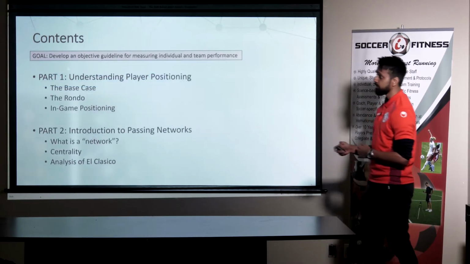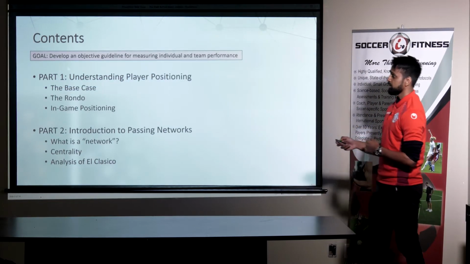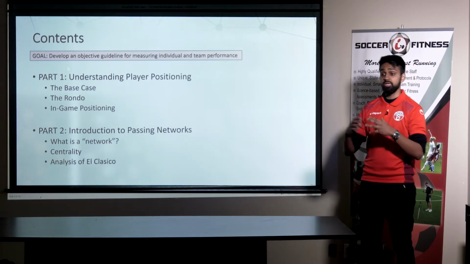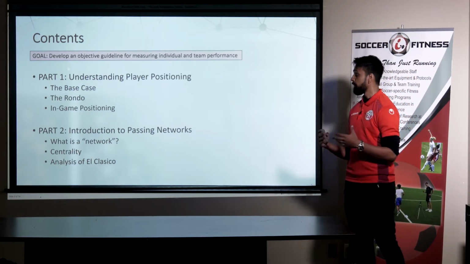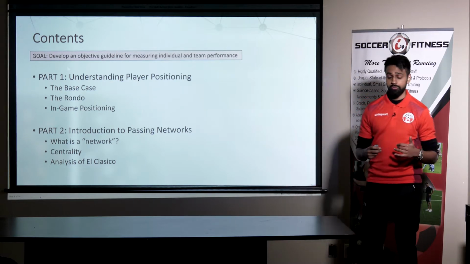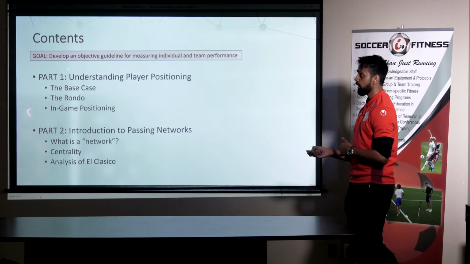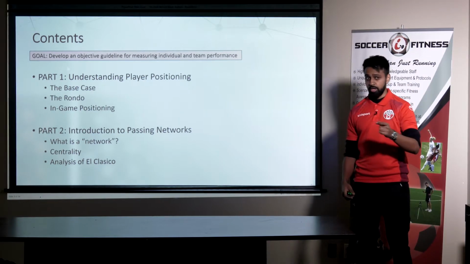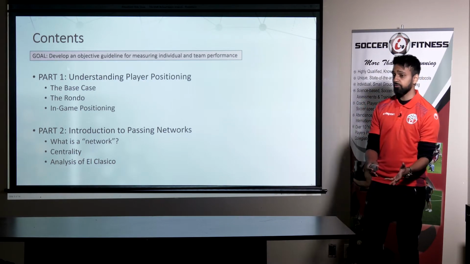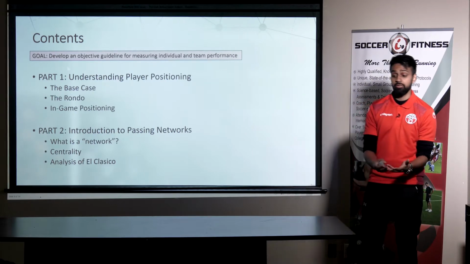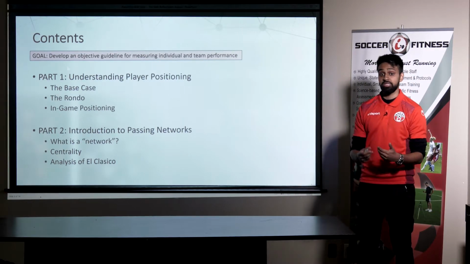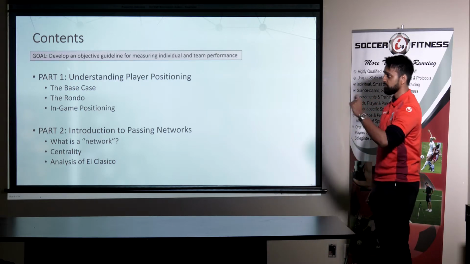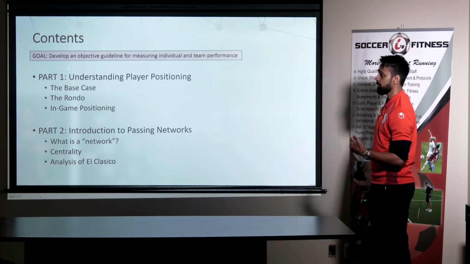So the plan for today is to figure out an objective guideline so that we can measure not only team performance in general, but individual performances on the pitch as well. That's part one: understanding player positioning. How can we rate a player? How can you take a player aside after a game and say, listen, as a defender, you got caught out here, or as an attacking player, you could have positioned yourself better here? How can we objectively look at that and rate them on that performance?